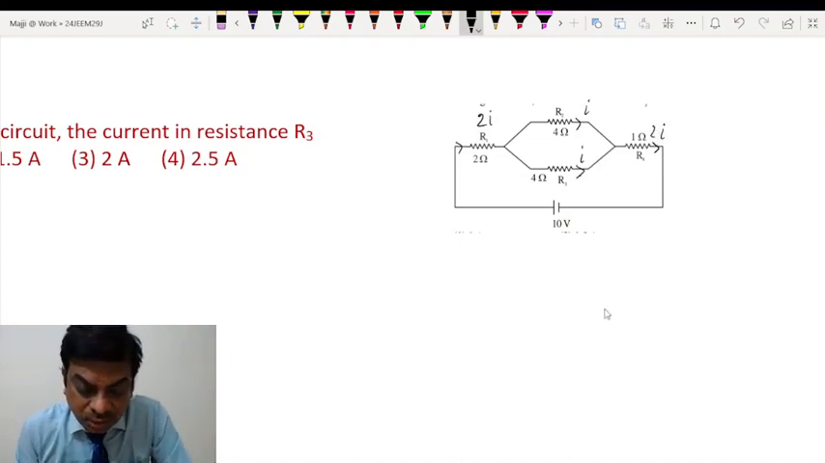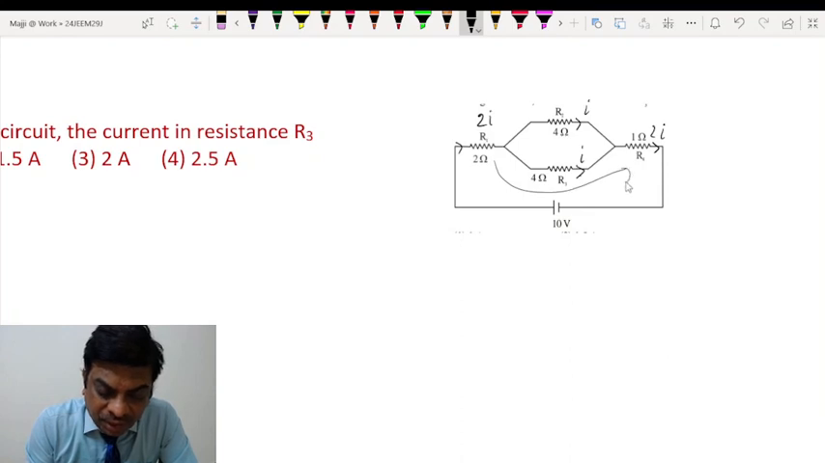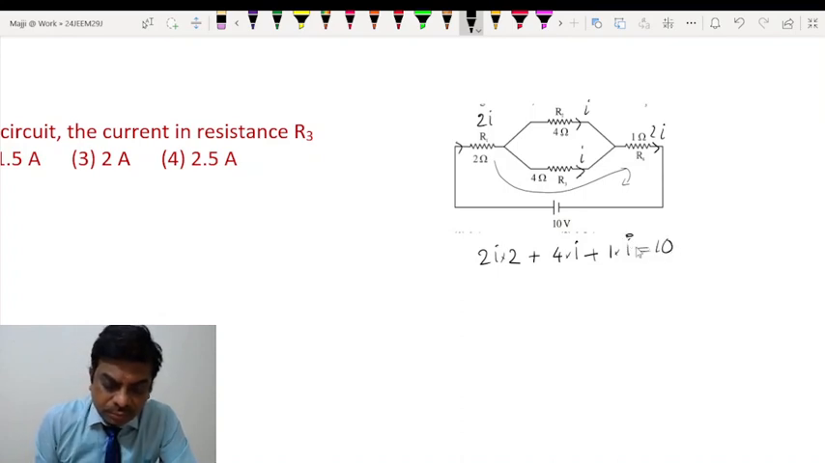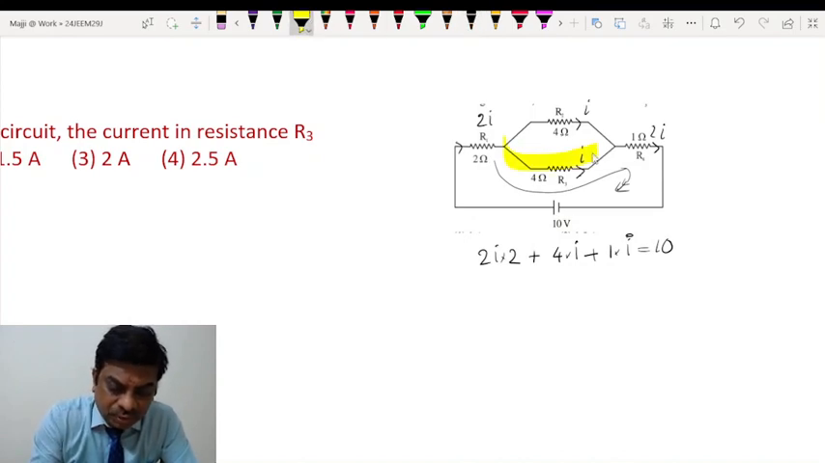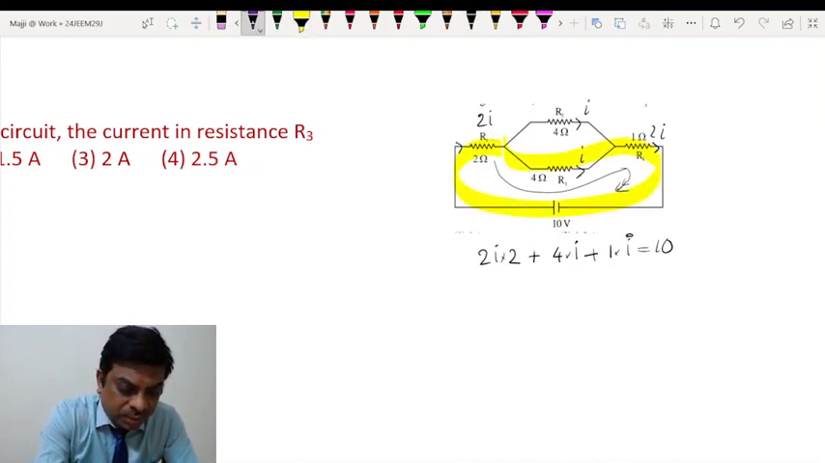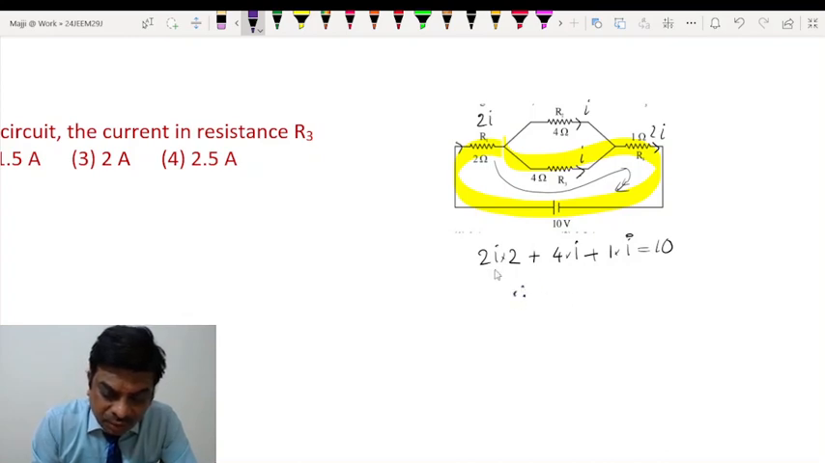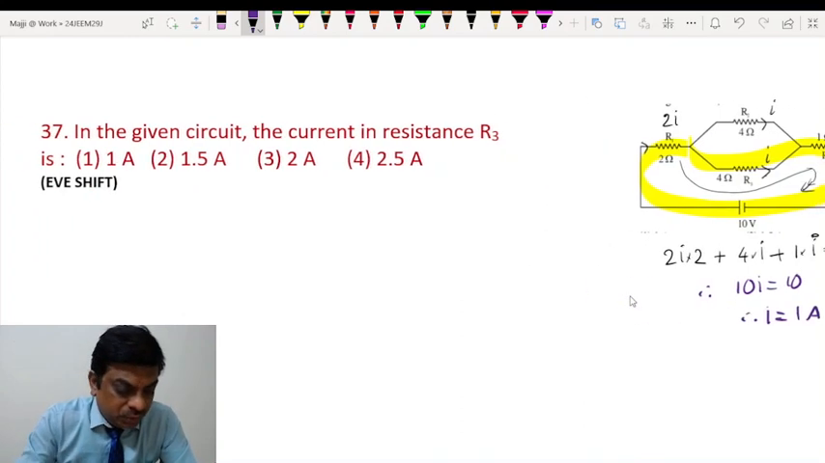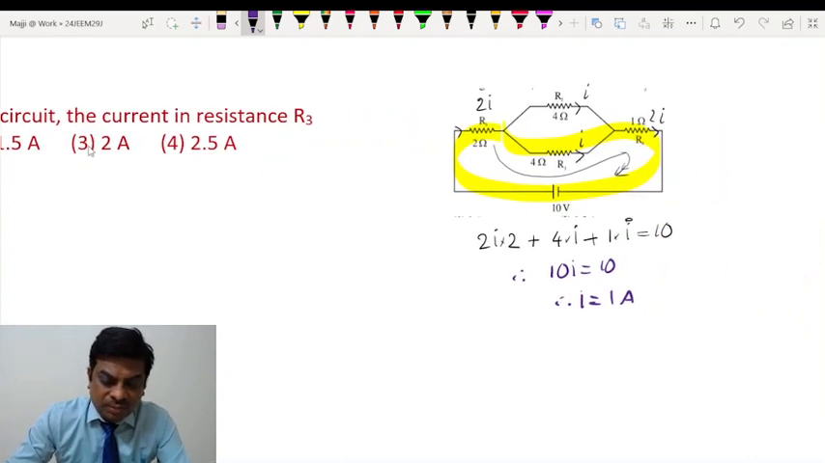Okay, students. So if I apply KVL, I get I. So applying KVL, I have 2I into 2 plus 4 into I plus 1 into I is equal to 10. I have applied KVL to this loop. So therefore, I can write 4 plus 4, 10I is equal to 10. So I is equal to 1 ampere. So we'll go with the first option, students, 1 ampere.